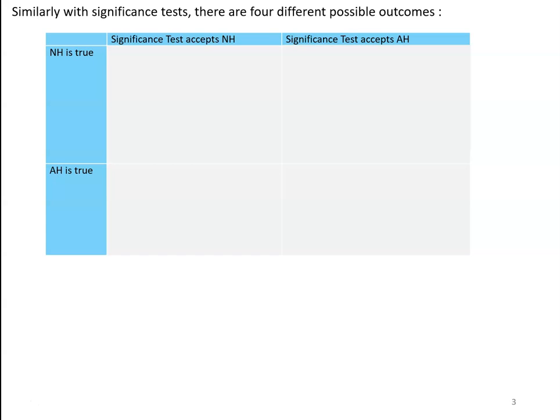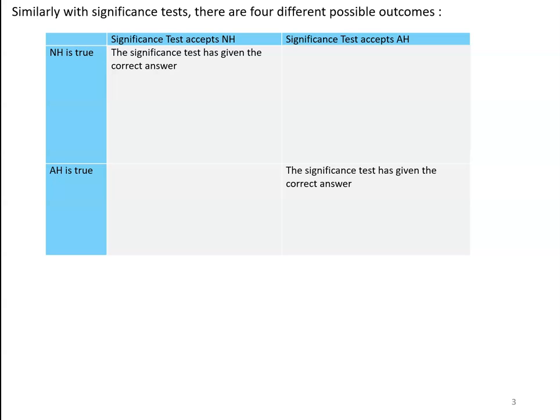Now, if we move across to our hypothesis tests or significance tests, again we have a similar table of four different possible outcomes. It may be that the null hypothesis is true and the significance test decides that it's going to accept the null hypothesis because there isn't significant enough evidence to support the alternative hypothesis. And in that case, the significance test has given the correct answer.